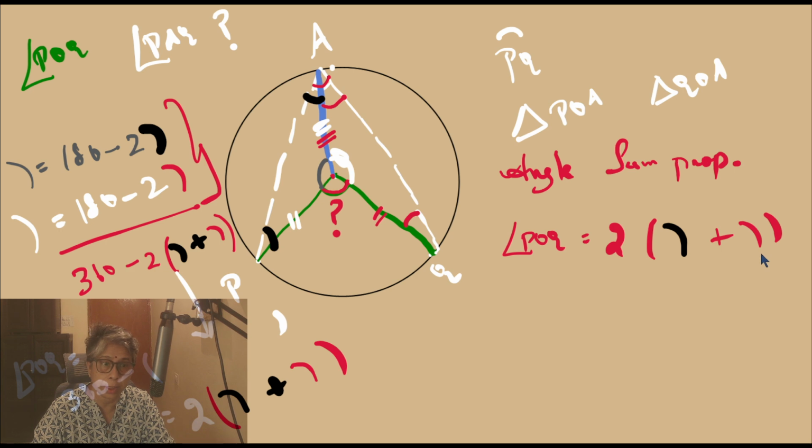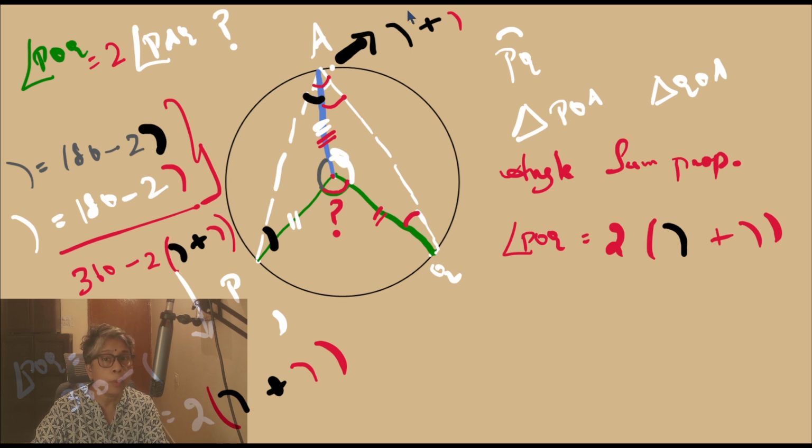And why is this interesting? This is interesting because what is PAQ? It's already black plus red. So we have a relationship now. POQ is the bigger angle and it is equal to 2 times PAQ. So look at the relationship. Can we say the angle subtended by an arc at the center is twice that of the angle subtended by the same arc at the circumference of the circle?